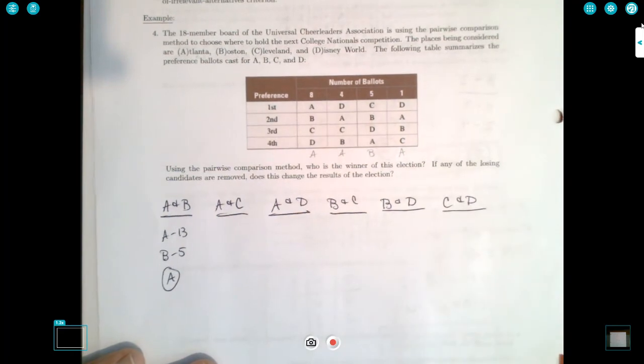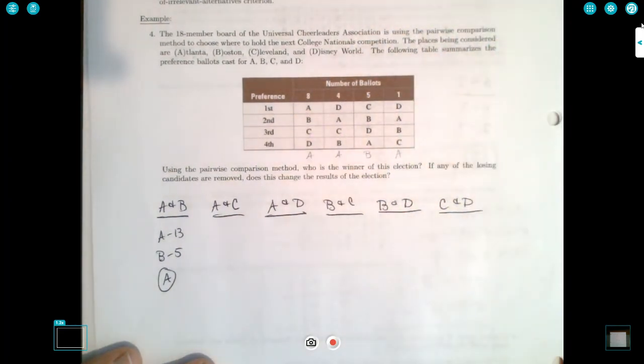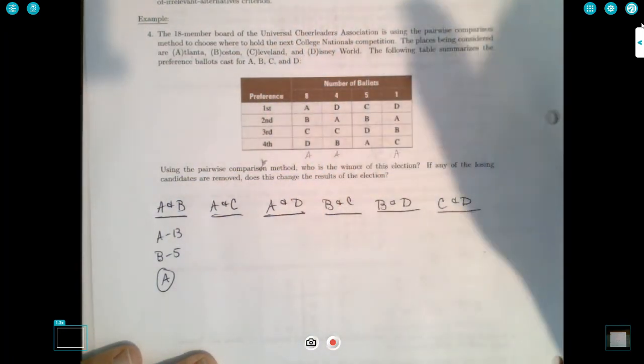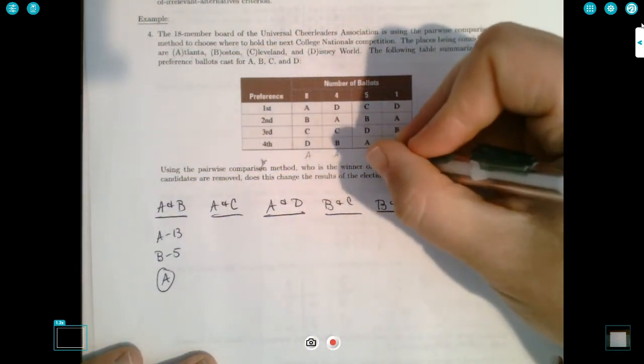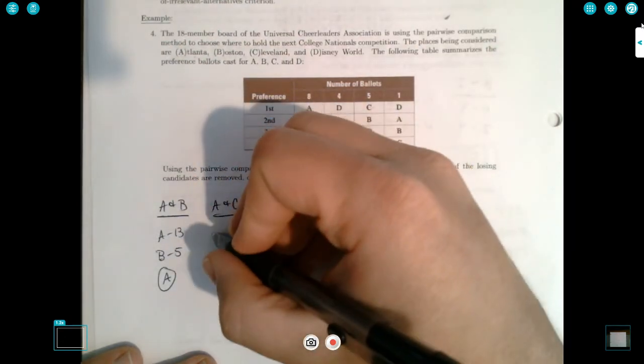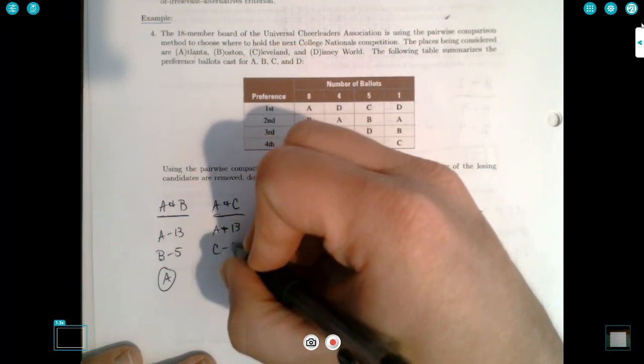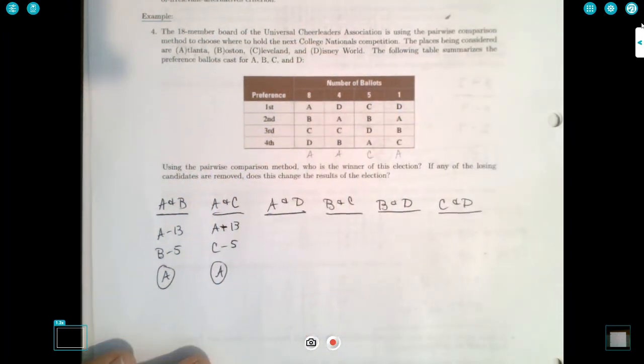What about A and C? Here, A would win, C would win, and A would win again. Also, this is the same scenario. A would win 13 votes, and C would win 5 votes. So A would win in the head-to-head race there.